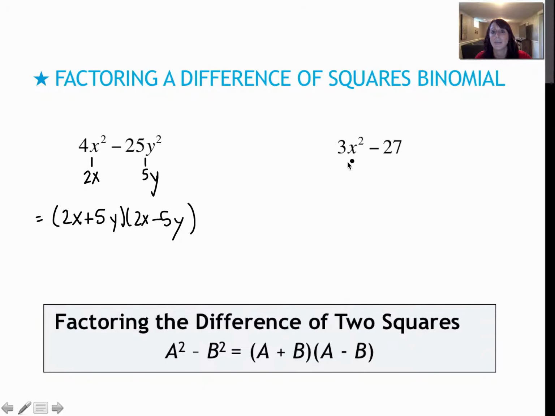For my second example, I would start by taking out a 3, and that leaves me with x squared minus 9. Notice I've written the 3 out front, don't just drop it. Now the square root of x squared is x, the square root of 9 is 3, so I can write x plus 3, x minus 3.